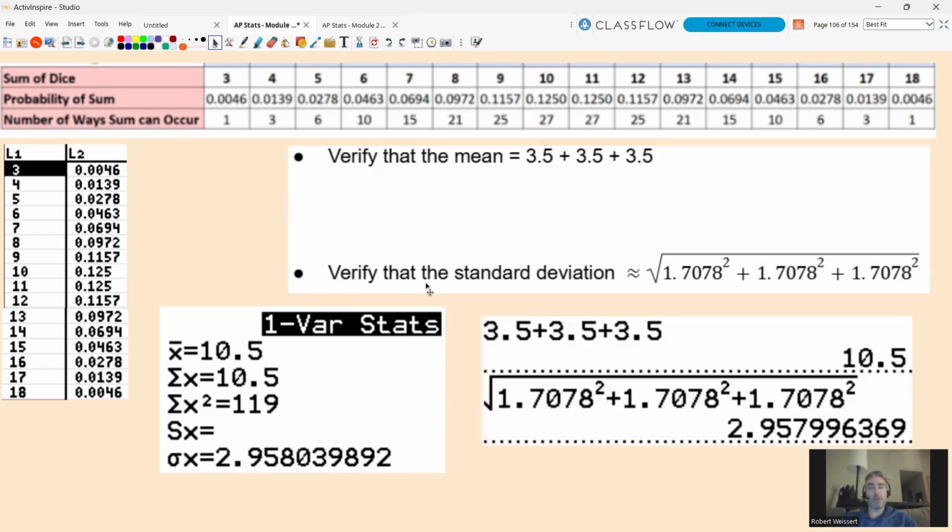And if you go to the calculator and add the 3.5s together 3 times, you get 10.5. And if you square 1.7078, plus 1.7078 squared, plus 1.7078 squared, and square root all that, you end up getting 2.9579. So this is going to be the same thing. And that applies for however many random variables you are combining together, whether you're adding them or subtracting them. The standard deviations are always going to be added in between the squared standard deviations, and then you square root them.